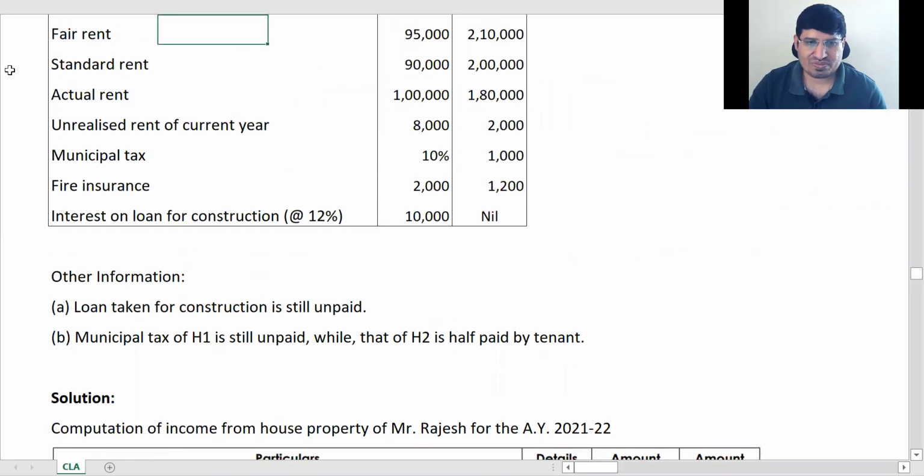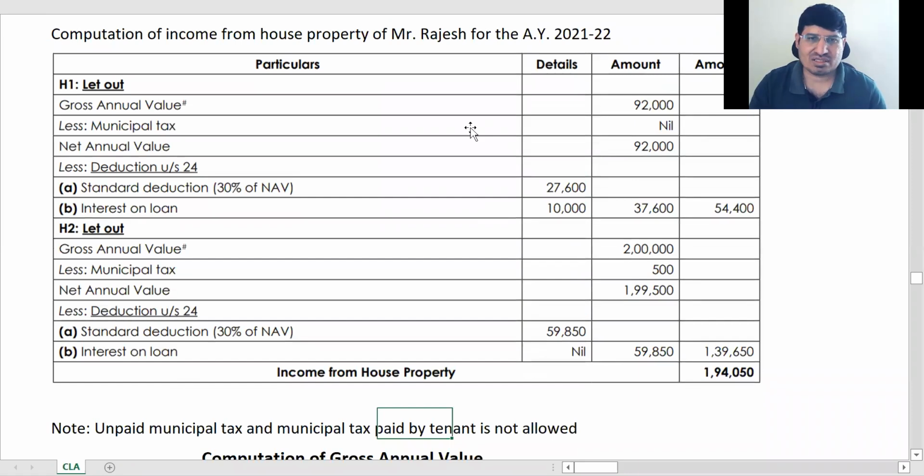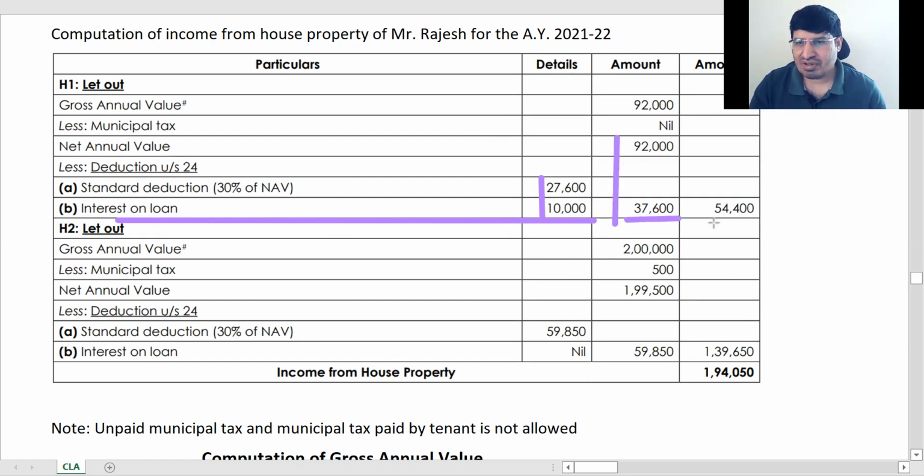Interest on loan is here 10,000, here it is nil. Just take whatever he has given, that's all. Interest on loan is 10,000 here. Add these two deductions and put the total of deductions here. Then this minus this will give you 54,400. This is your income from house property. Here interest on loan was nil, so this is the same as the total here. And you will do this minus this, you will get this one.